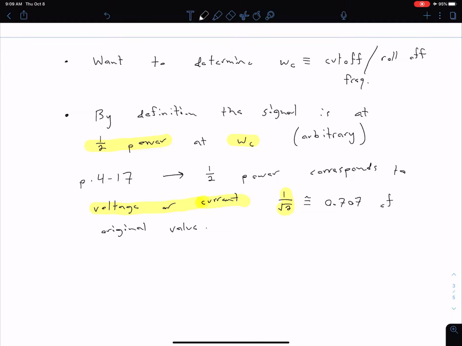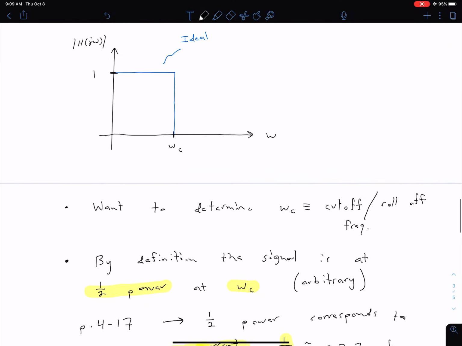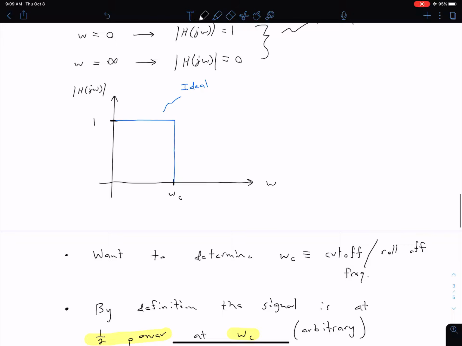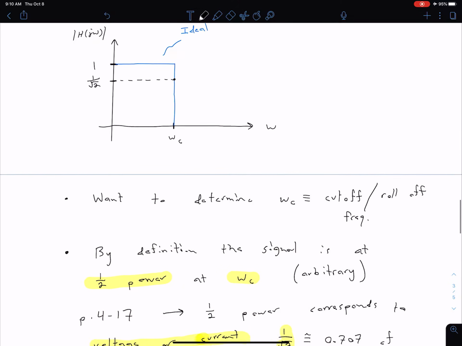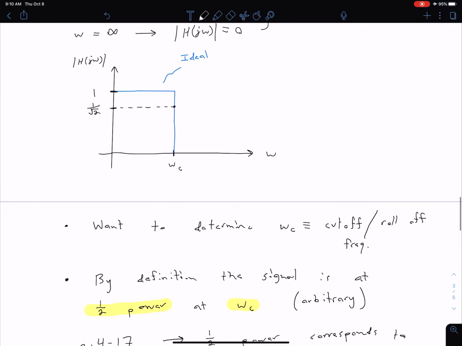So coming up here, what we can say then is in our actual circuit, instead of having this sharp cutoff, we're going to have some point here that's 1/√2. And at this point, that's where our actual plot is going to be equal to the omega c. So let's see if we can figure out what the value of this omega c actually is.